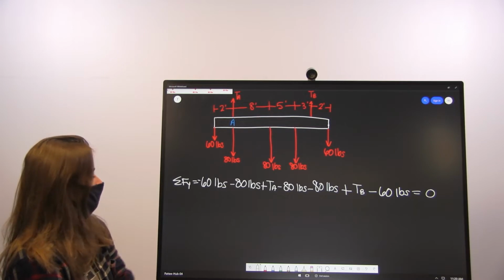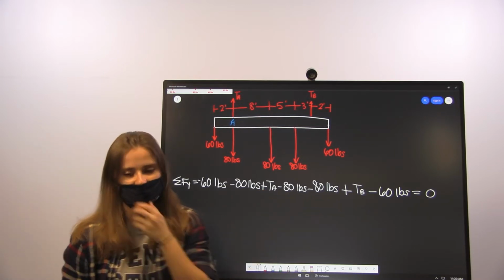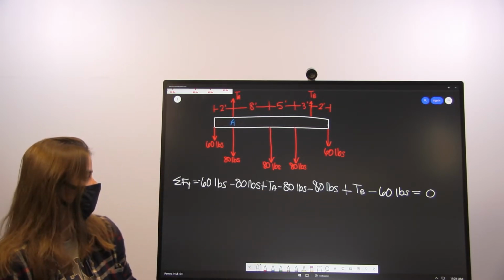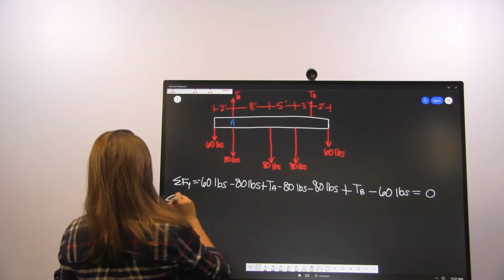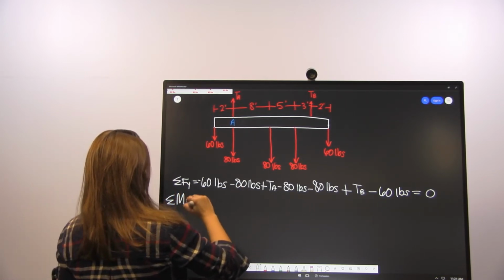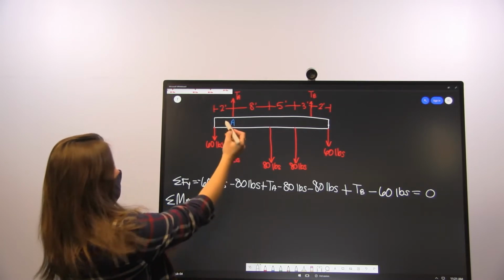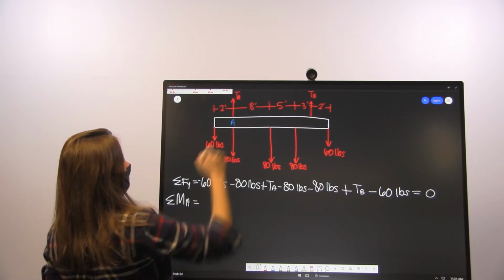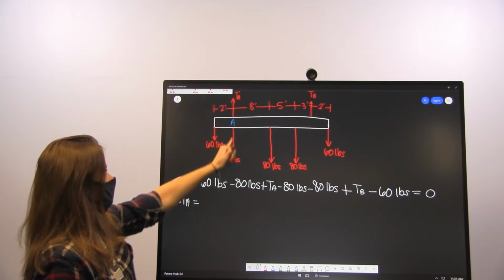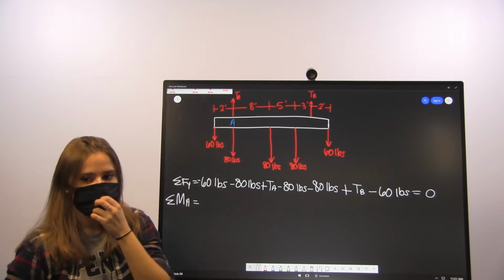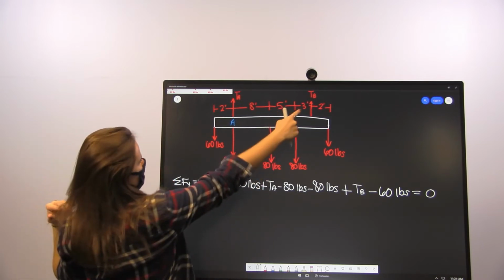And here we can't solve for tension A or tension B yet. We don't have enough equations for that. We have 2 unknowns and 1 equation. So we're going to want to take the moment around A. So A is right here. This is where we'll be taking the moment around. And we don't have to account for tension A or the forces in line with A, which is nice because it's going to be able to give us tension B here.